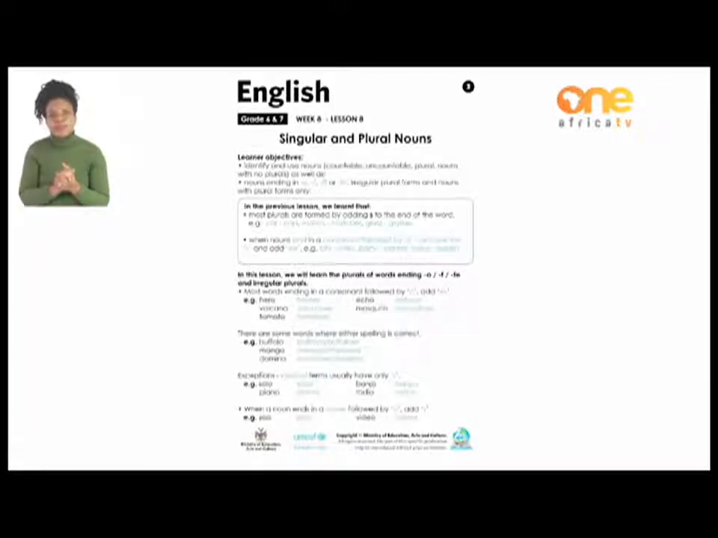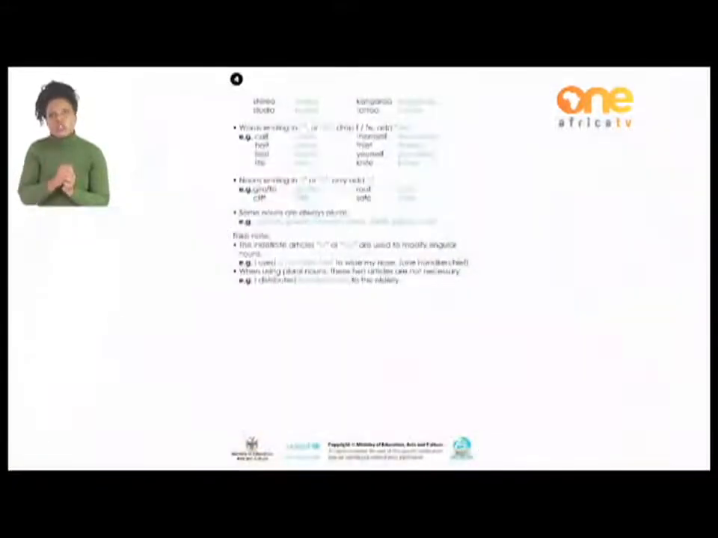With musical terms, we usually have only one S. For example, solo is solos, banjo, banjos, piano, pianos, radio, radios. When a noun ends in a vowel followed by O, we only add S. Zoo, zoos, video, videos. Stereo, stereos. Kangaroo, kangaroos. Studio, studios. Tattoo, tattoos.